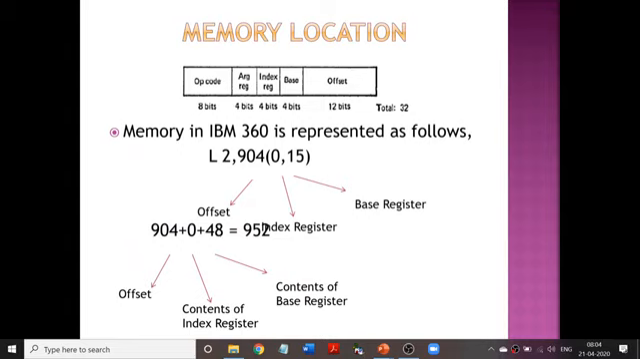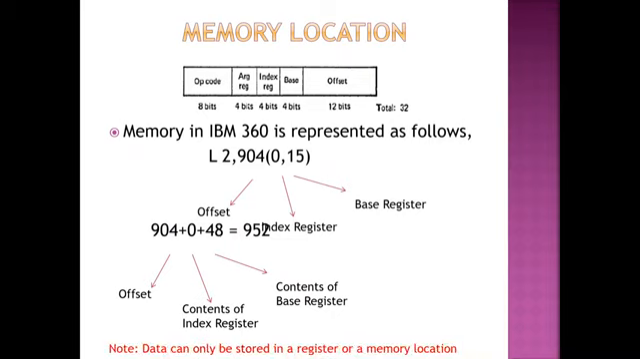The first and foremost thing I wanted to tell you is that data can be stored in two places. In your code, in your program, whatever data you're going to store, we are going to either store it in a register or store it in a memory location. The next topic, which is instruction formats, will be based on these two things. So where am I going to store the data? In a register, and also in a memory location.